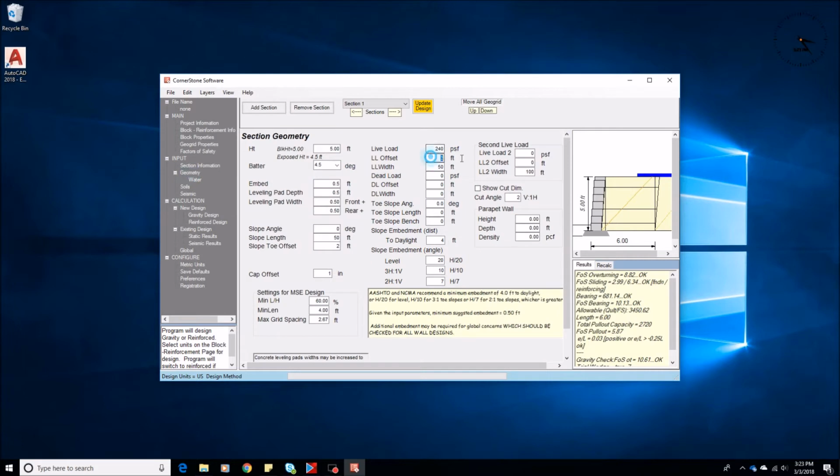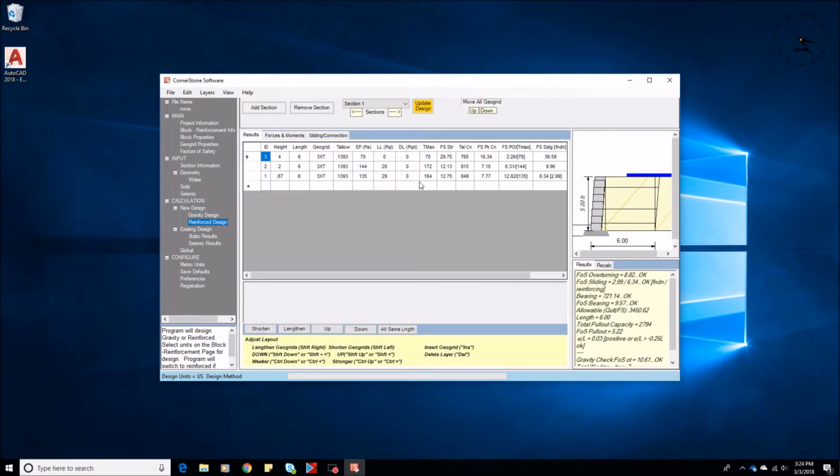And as we move that load closer to or further back away from the wall, we can see that our live load contribution increases. The failure plane will search until it finds the largest value. It's going to keep moving back.